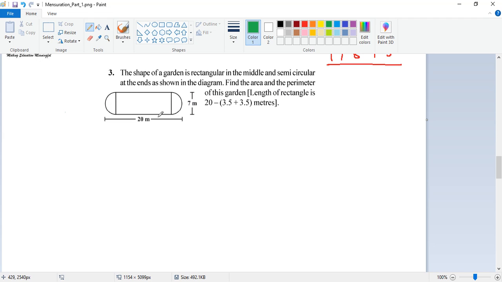So when you find the area, you can find the area of this rectangle and the area of two semicircles added together. When you add two semicircles, it turns out to be one circle. Two half circles, if you join them, make one circle. So area of figure is equal to area of rectangle plus area of circle.